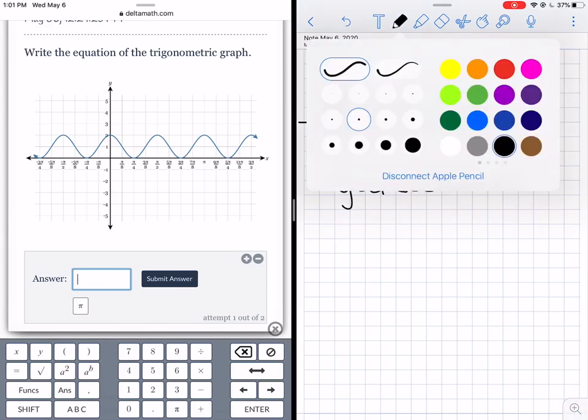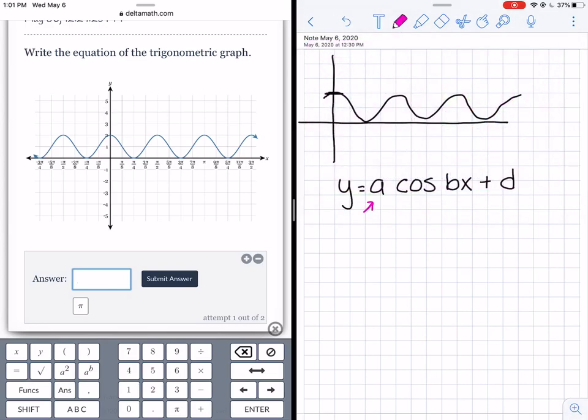And let's just kind of talk about what all of these important features are. A is my amplitude, B is my frequency, and D is my shift, which really comes from my midline. So you need to be able to identify A, B, and D so that you can properly write this equation. So what I like to start with is I always like to start with where the midline of this graph is. So if you look at the graph, this graph has a midline at y equals 1. So that is going to be what my shift is, or what my D value is.